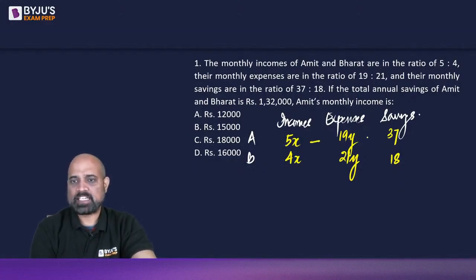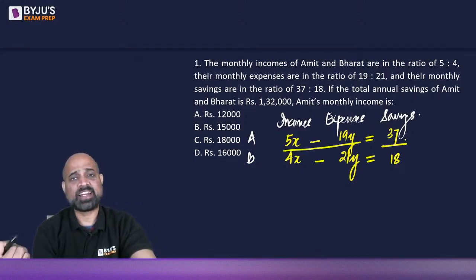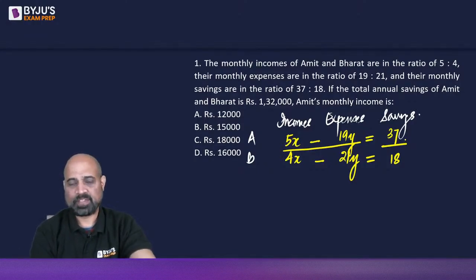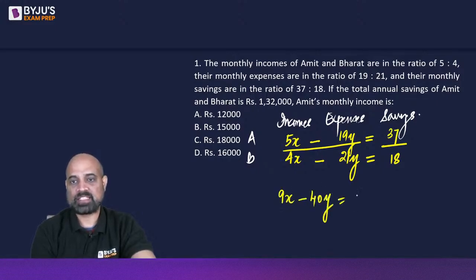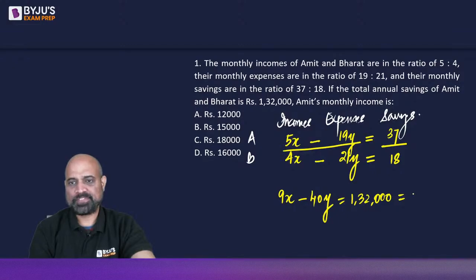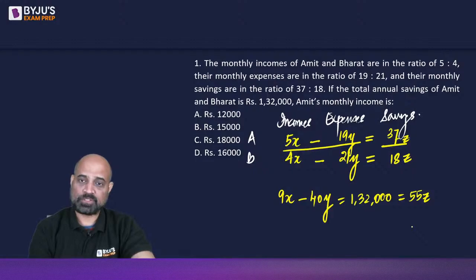We know that incomes minus expenses is equal to savings, and if we take the ratio, that z component will cancel out and not x and y. The other part that is given to us is the total annual savings. If we add both of them, that will give us 9x minus 40y, and this is given as 1,32,000, which is actually nothing but 55z. So 55z is also equal to 1,32,000.